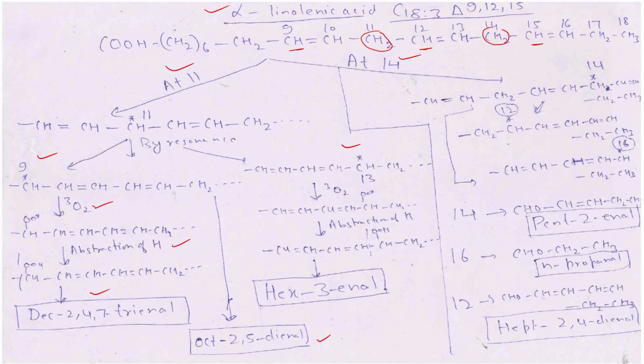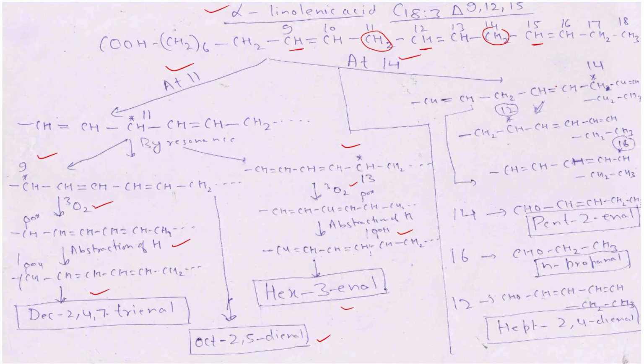Now if the point of attack is 13, then there is a peroxide radical, and then there is hydroperoxide, and then there is formation of hexenal. And when you are writing it in exams, you have to write the full structure. Be careful that you have to write the whole structure here.